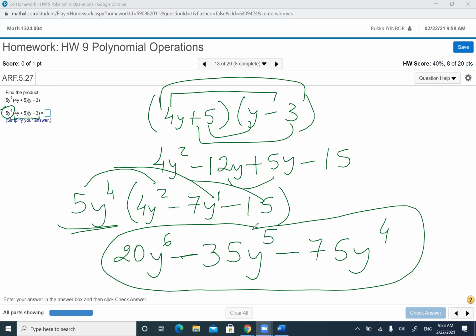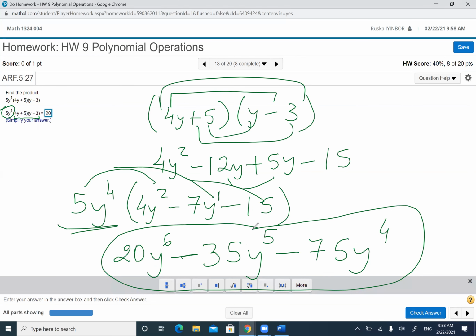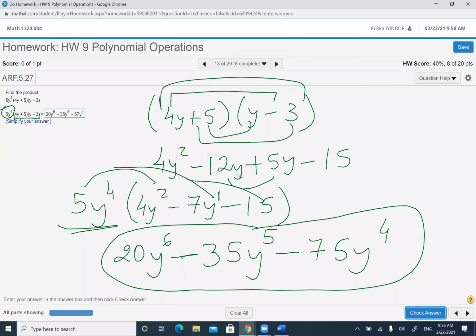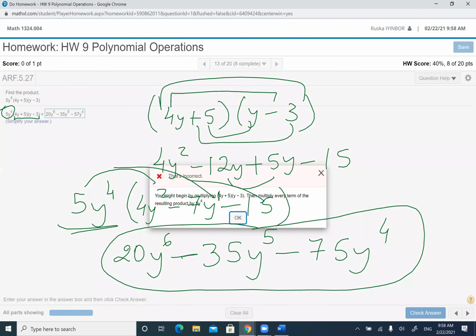If you guys have any questions, let me know. I'm going to put it in so we can kind of see what it is. Minus 35y. Make sure you have whatever variable you have, whatever letter A, B, C, X, Y, Z, whatever is given, that's what you're going to use. Don't change the letters. Use the same. Don't use capital.